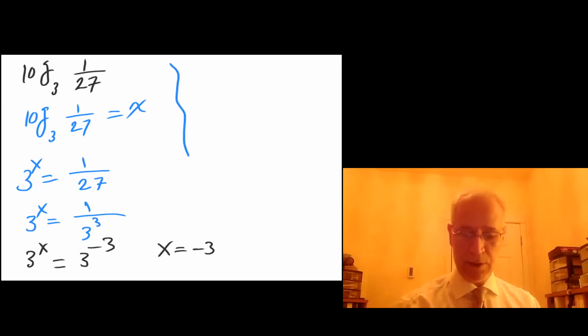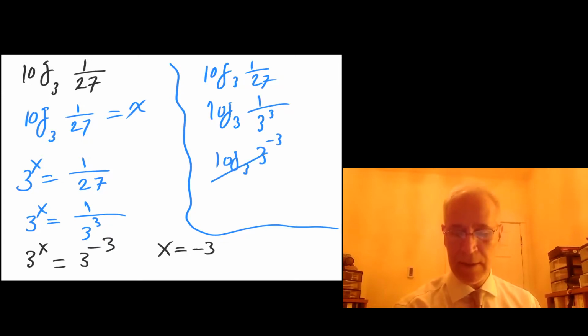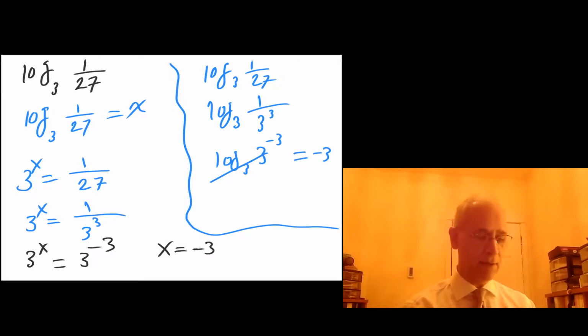And the shorter version, I could say log base 3 of 1 over 27, same as log base 3 of 1 over 3 cubed, same as log base 3 of 3 to the power of negative 3, and there it is, my negative 3.